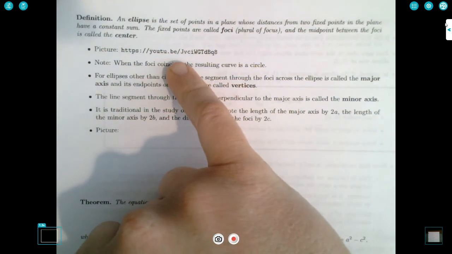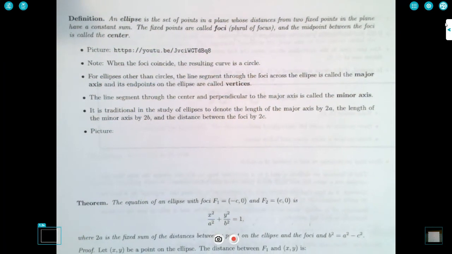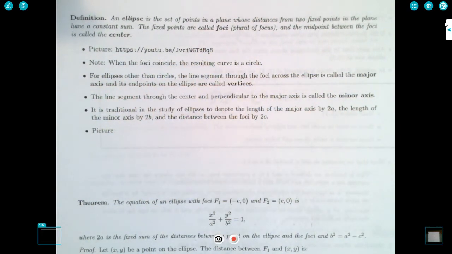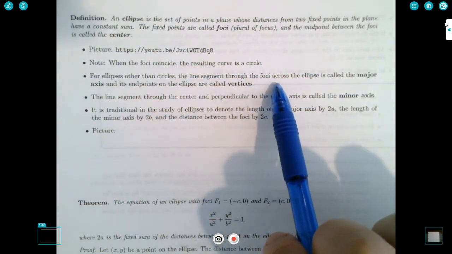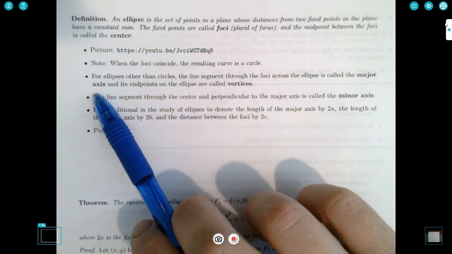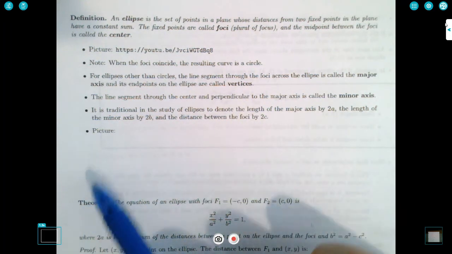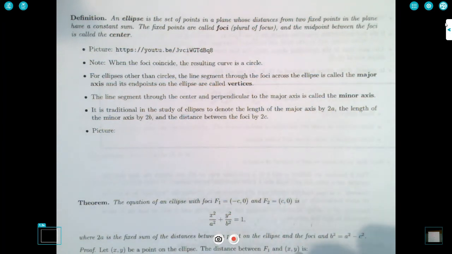Again, here's a construction that shows you how to do it. I think they use rubber bands or string and a couple of push pins to create their ellipse. But anyway, when the foci coincide, the resulting curve is a circle. So as I said at the beginning of the lecture, circles are just special kinds of ellipses. For ellipses other than circles, the line segment through the foci across the ellipse is called the major axis, and its endpoints on the ellipse are called vertices. The line segment through the center and perpendicular to the major axis is called the minor axis.